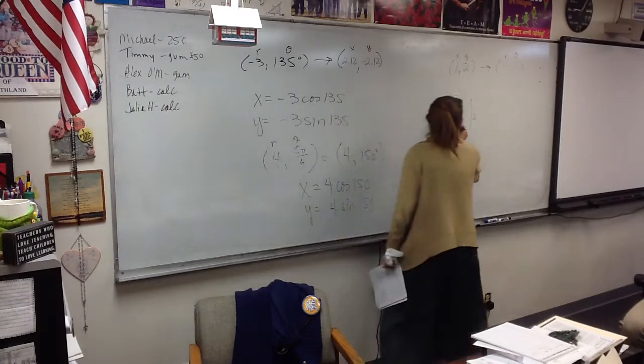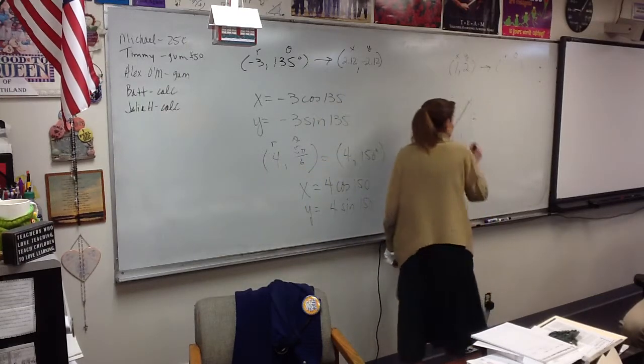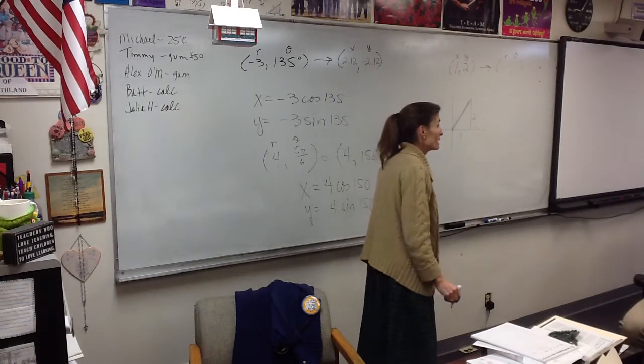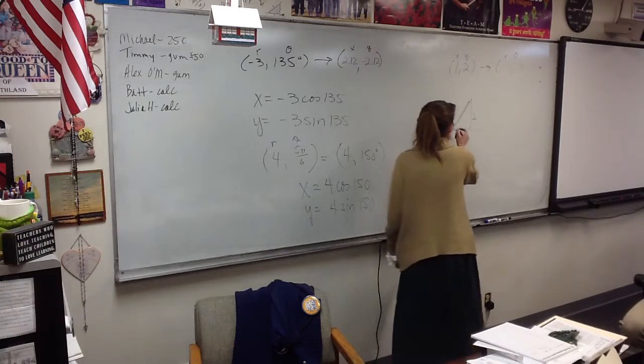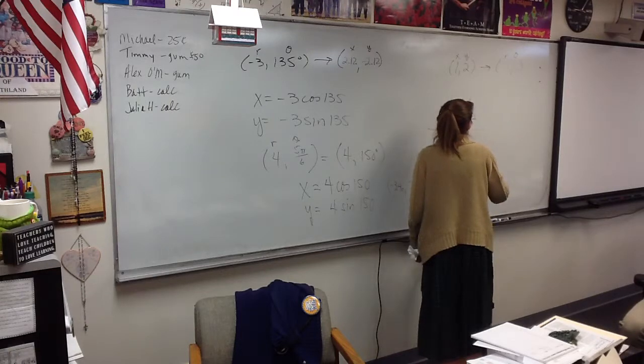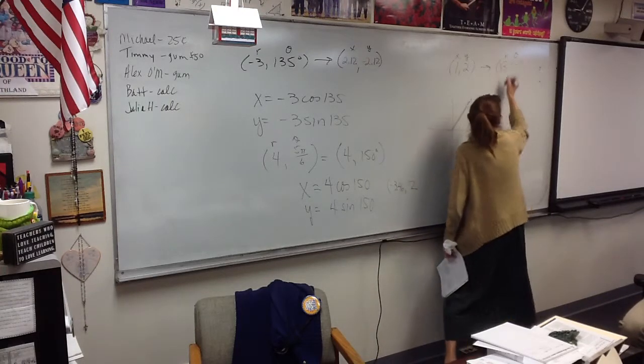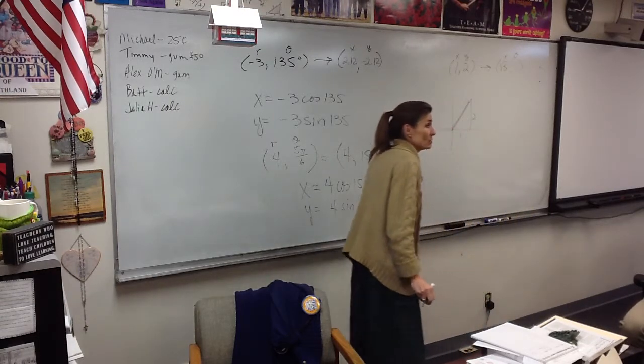This is R, boys and girls. Have we ever found that before? Yeah, we called it magnitude. It's the same thing, we're just finding the magnitude. So what's the magnitude? Square root of 5, that's your R value. Your R value is nothing more than the magnitude.